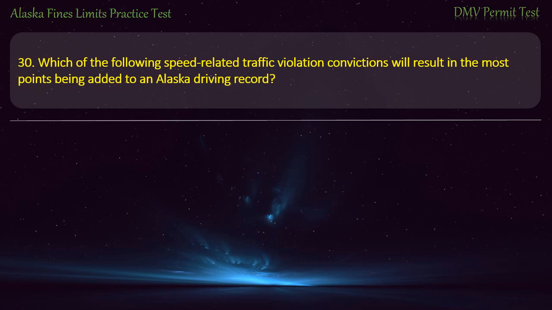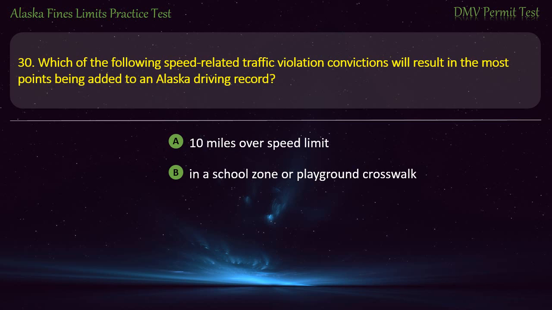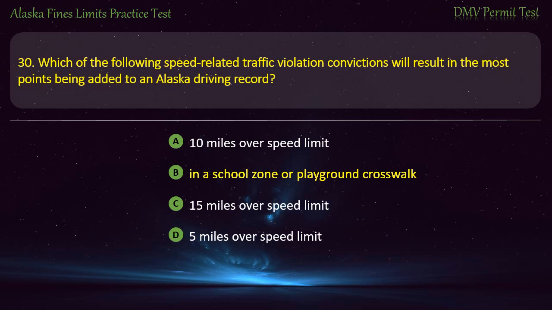Question 30. Which of the following speed-related traffic violation convictions will result in the most points being added to an Alaska driving record? 10 miles over speed limit. In a school zone or playground crosswalk. 15 miles over speed limit. 5 miles over speed limit. Answer: In a school zone or playground crosswalk.